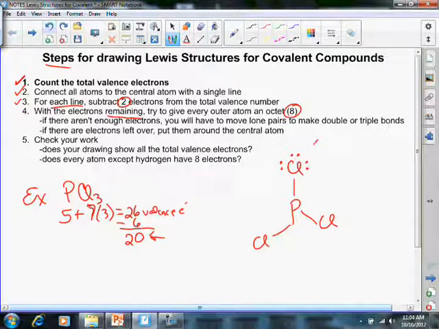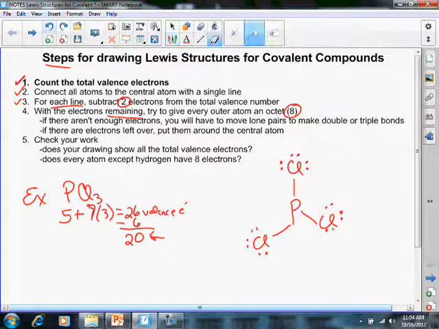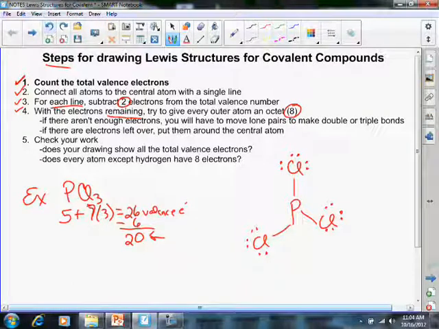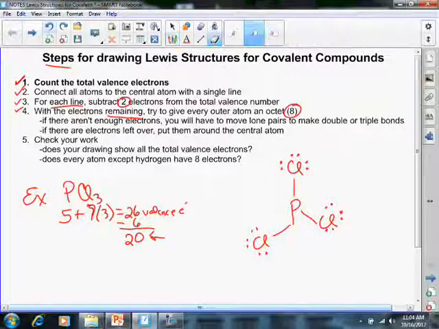So this chlorine gets 6 electrons. This one gets 6 electrons. This one gets 6 electrons. And every one of those is surrounded by 8 electrons now when you include the lone pair electrons, which are shown as dots, plus the line that's going to that chlorine, which is another 2 electrons. All right. So in that case, I have given every atom an octet. Then it also says, check these 2 things here.